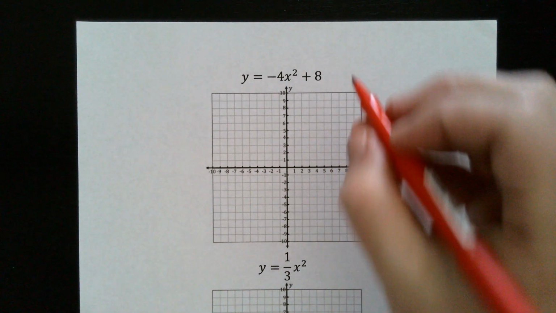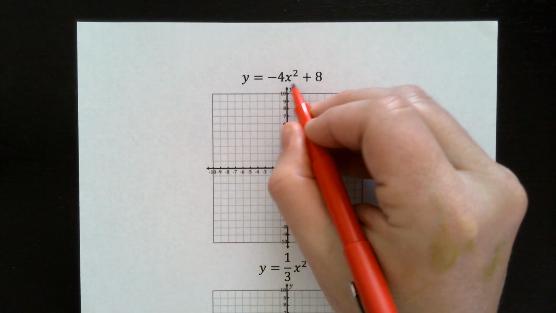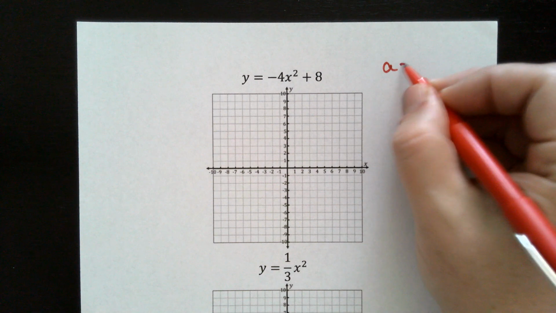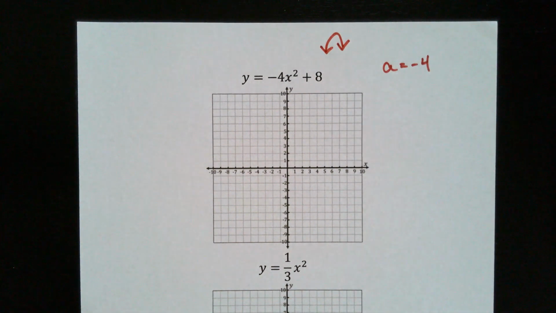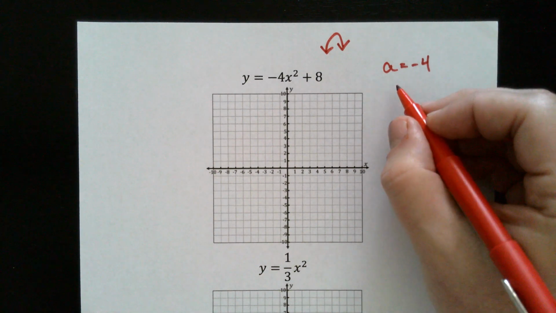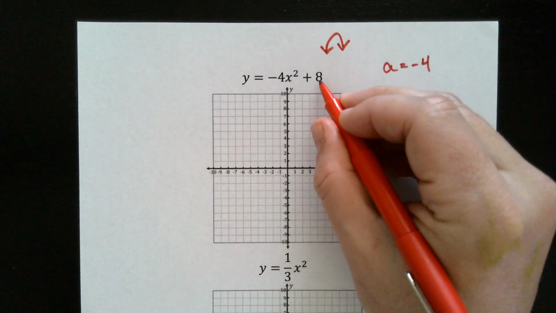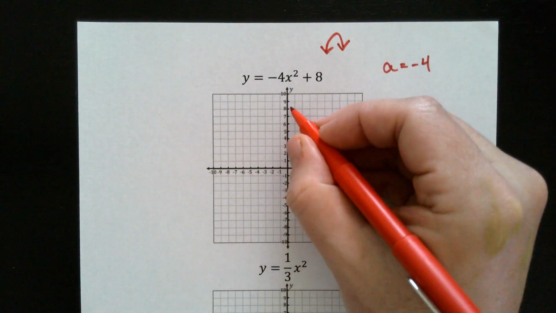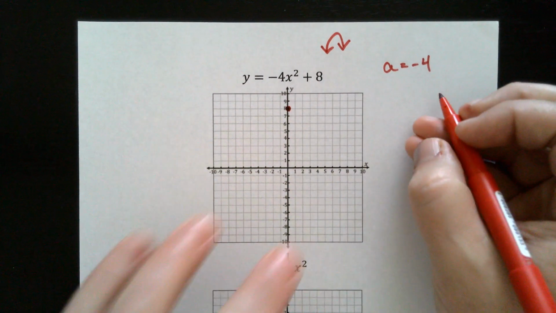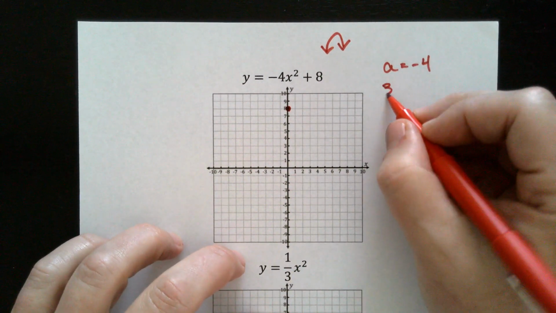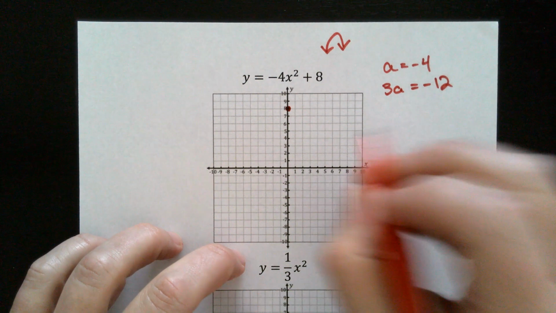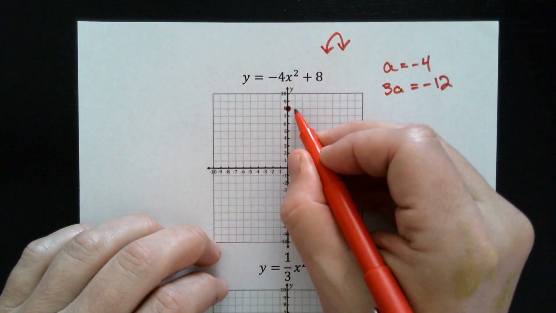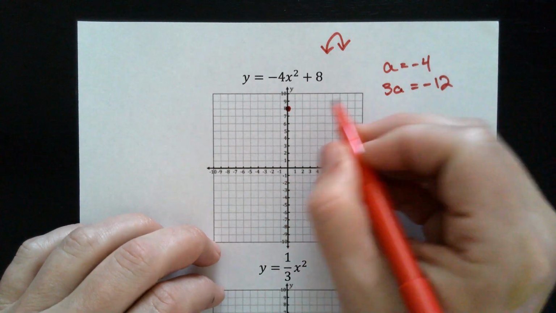Okay, for this one, we have y is equal to negative 4x squared plus 8. Our a is equal to negative 4, so that's going to be this type of graph, right? And then we've got our y-intercept is equal to 8, so that's where we'll put our first point. Okay, so a is equal to negative 4. What is 3a equal to? Negative 12, right? Okay, so our first one will move over 1 and down 4 because of this.